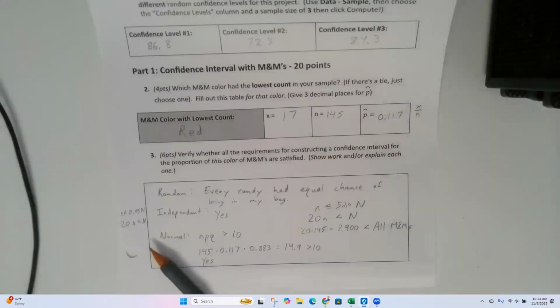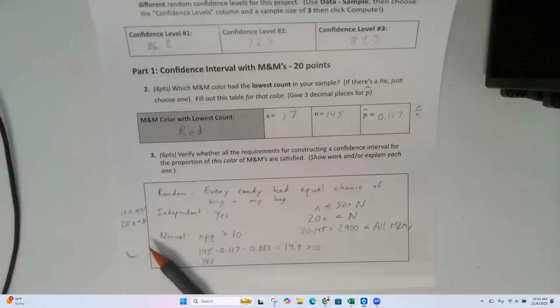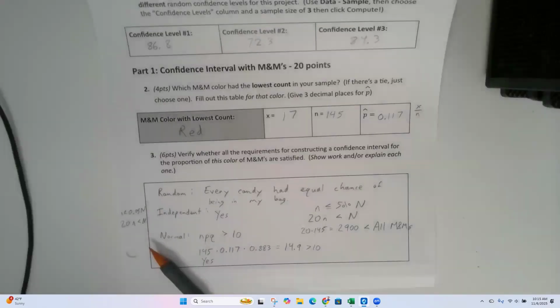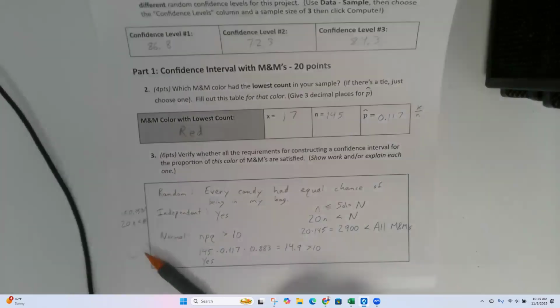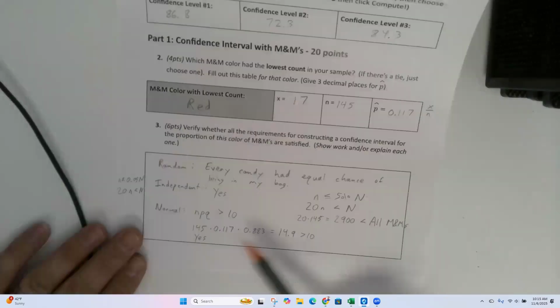So n times p times q, did anybody get less than 10? You had more than? Okay. So if you got a no, that's fine. I mean, it's not great. What that means is your results are not going to be as reliable.